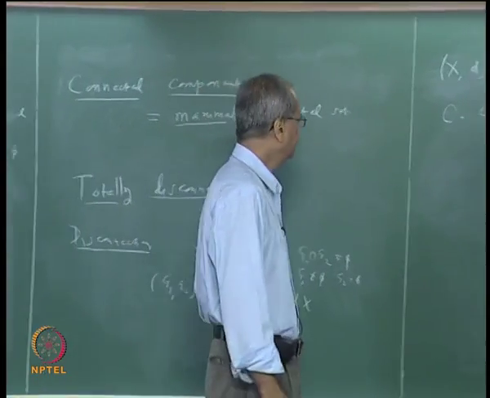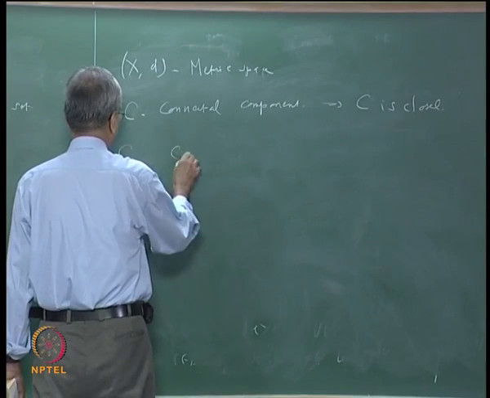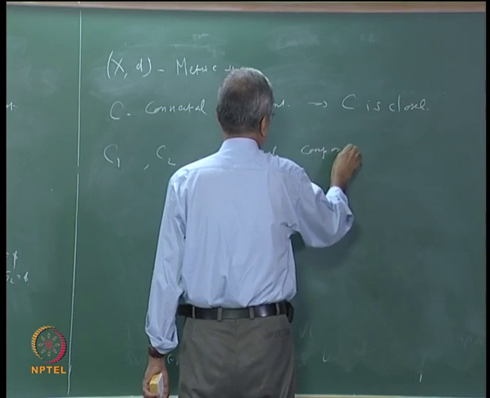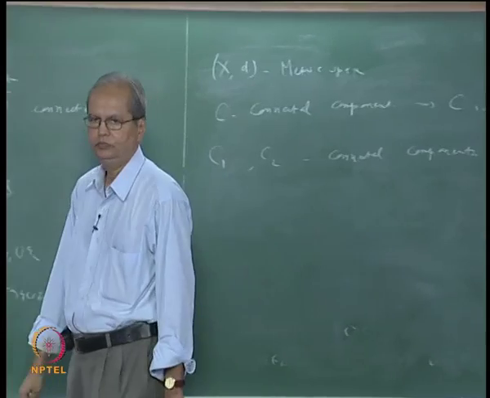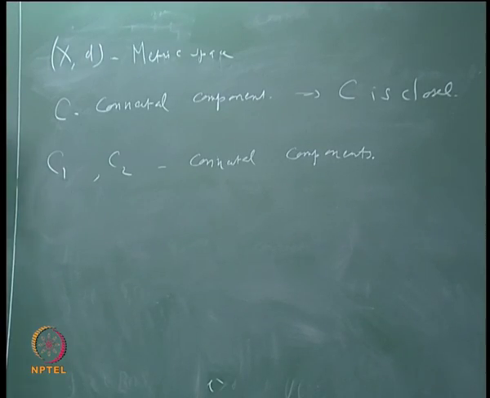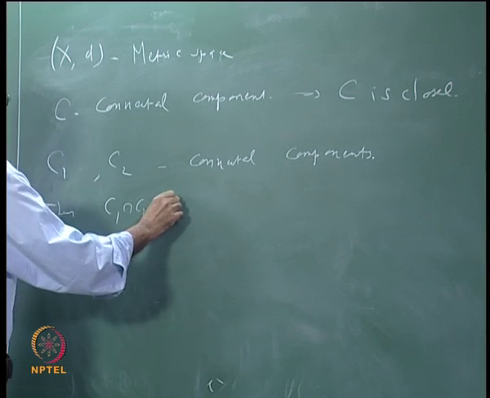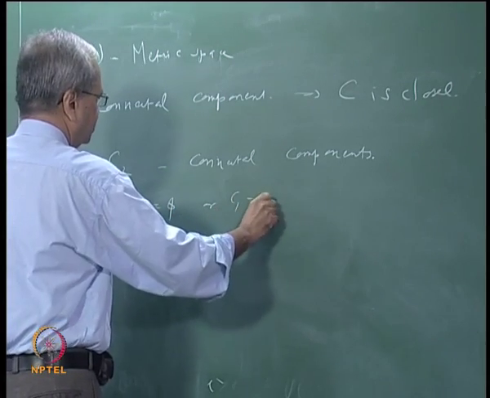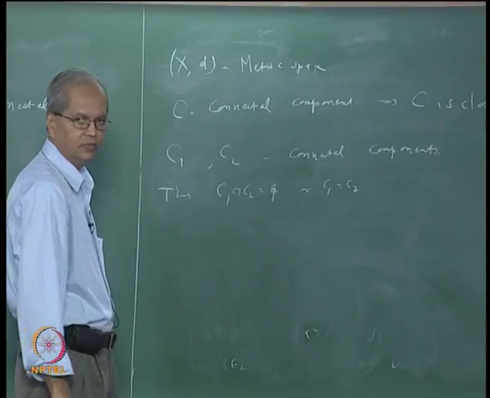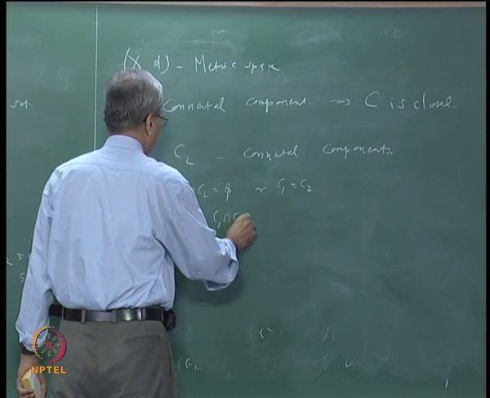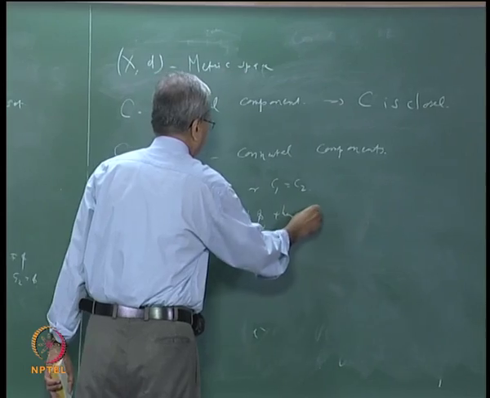All right. Secondly, suppose you take two connected components, C1 and C2. Then either they should be disjoint or they should be the same. You can see again why. Then C1 intersection C2 is empty, or C1 is equal to C2. That is, if C1 intersection C2 is non-empty, then C1 is equal to C2.